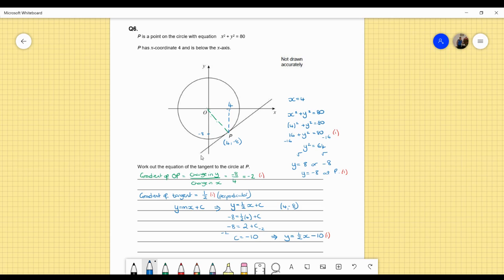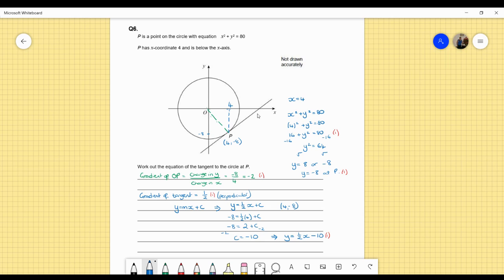Then we've got to start thinking about trying to find the gradient of the tangent. But before we do that, it's much easier to find the gradient of the radius, so the line that connects OP. Remember, your gradient is calculated by the change in y over the change in x. Well, the change in y is the difference between the centre and minus 8, so minus 8, and the change in x is the centre to the 4, and therefore 4. So minus 8 divided by 4 gives me negative 2 for 1 mark.